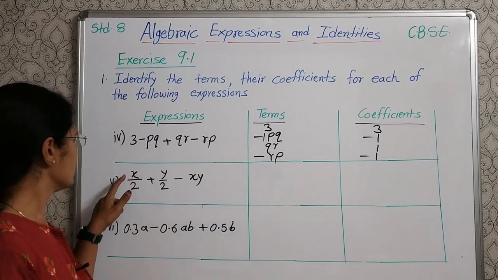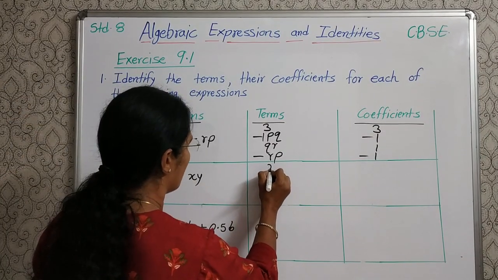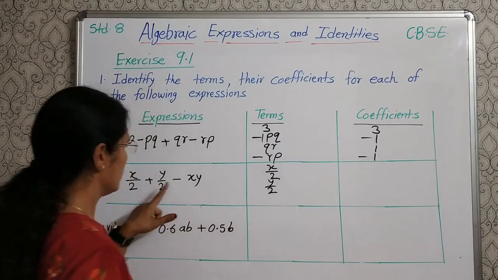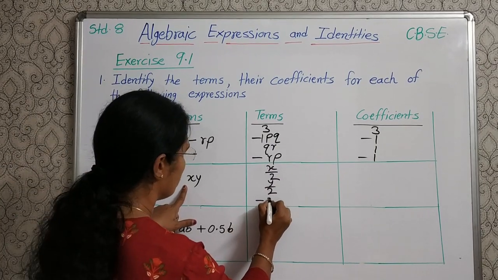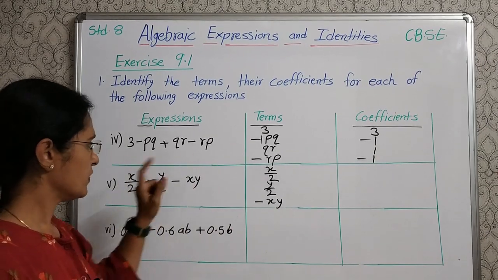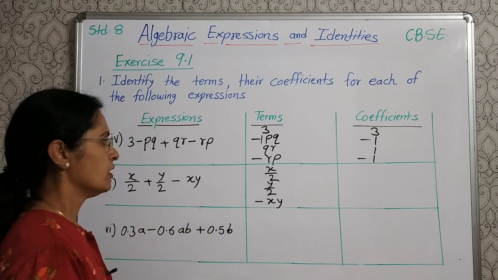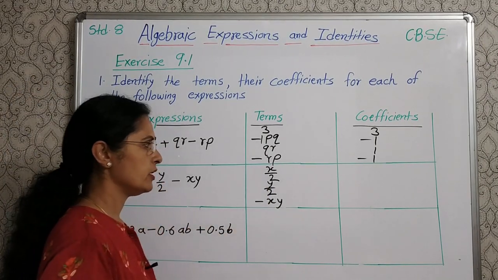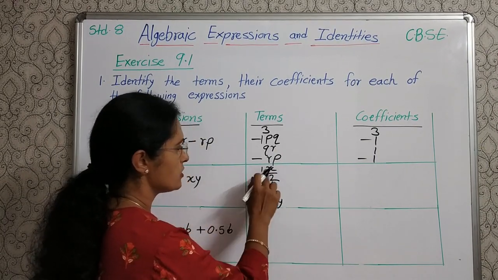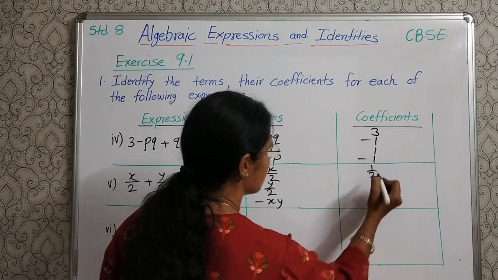Next, fifth expression: x by 2 plus y by 2 minus xy. x by 2, next y by 2 and third term is minus xy. So these are the 3 terms for this expression. Now what are the coefficients of these 3 terms? Here x by 2, it means 1 by 2 is the numerical factor of this, so the coefficient is 1 by 2.